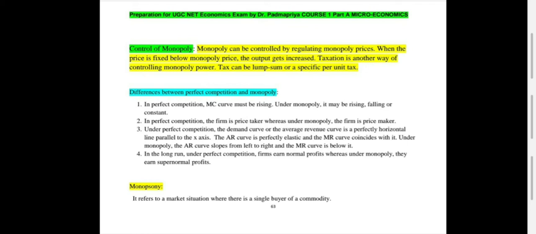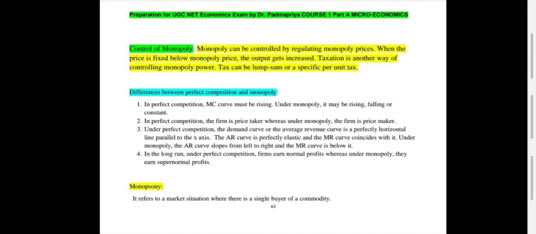Then we have the differences between perfect competition and monopoly. In perfect competition, the marginal cost curve must be rising. Under monopoly, it may be rising, falling or constant. In perfect competition, the firm is a price taker, whereas under monopoly, the firm is a price maker. Under perfect competition, the demand curve or average revenue curve is perfectly horizontal to the x-axis. The AR curve is perfectly elastic, and the MR curve coincides with AR. Whereas in monopoly, the AR curve slopes from left to right and the MR curve is below it. In the long run, under perfect competition, firms earn only normal profits, whereas under monopoly, they can earn supernormal profits.